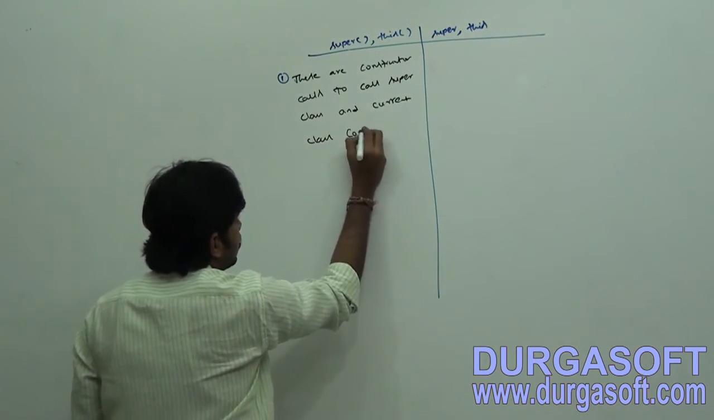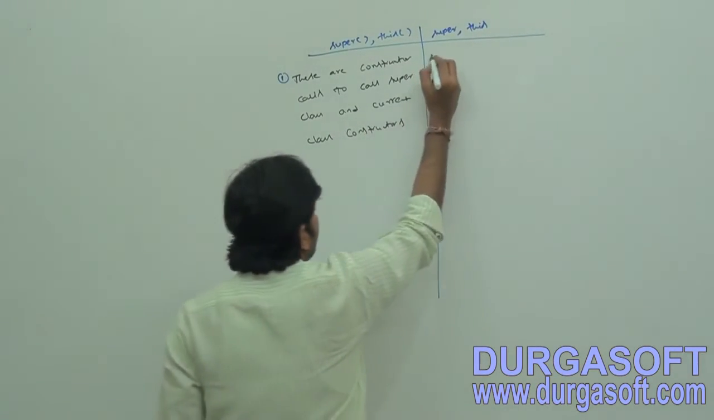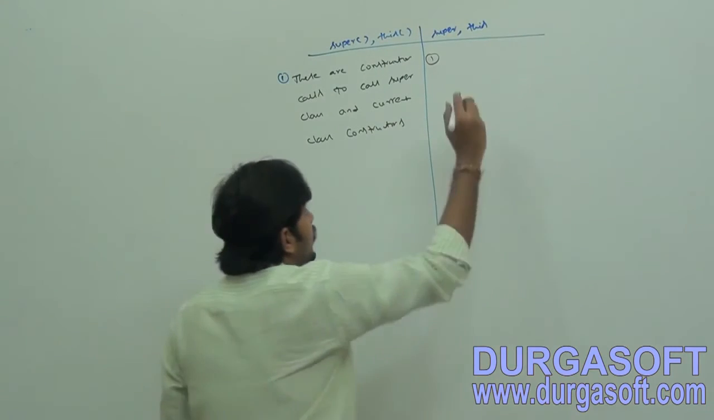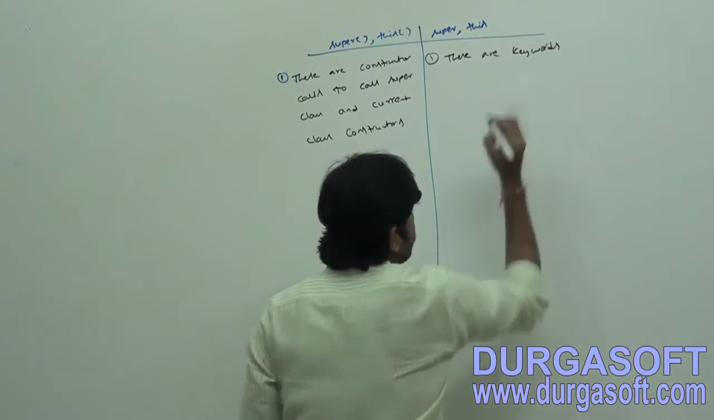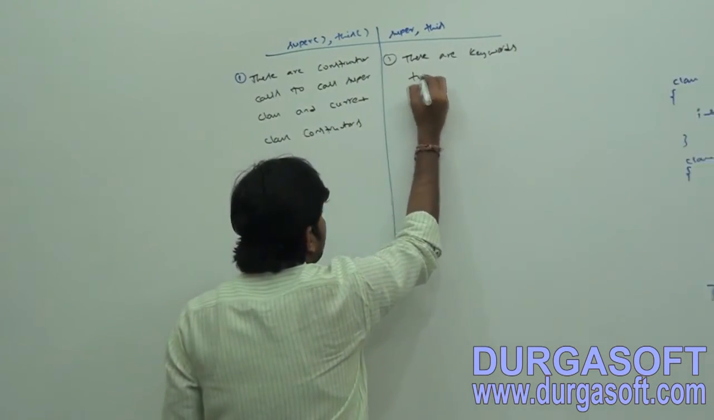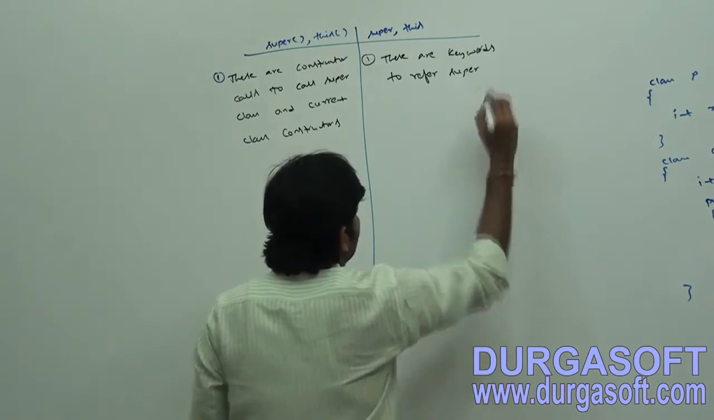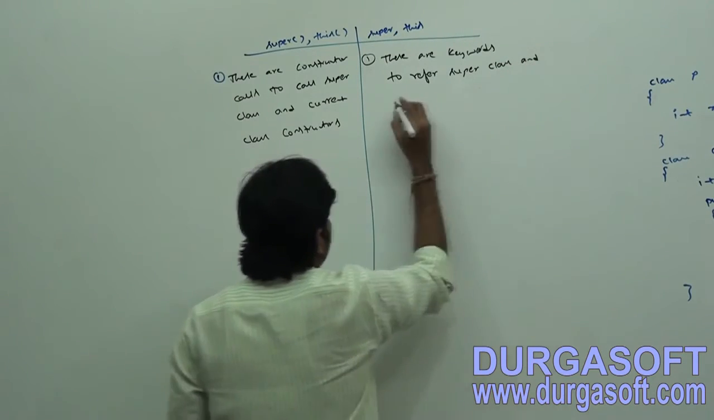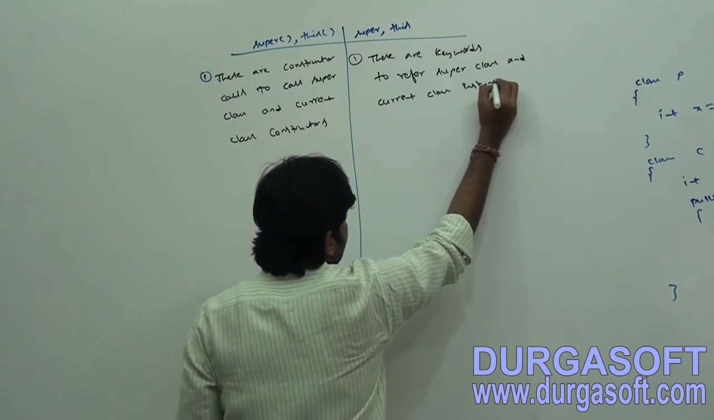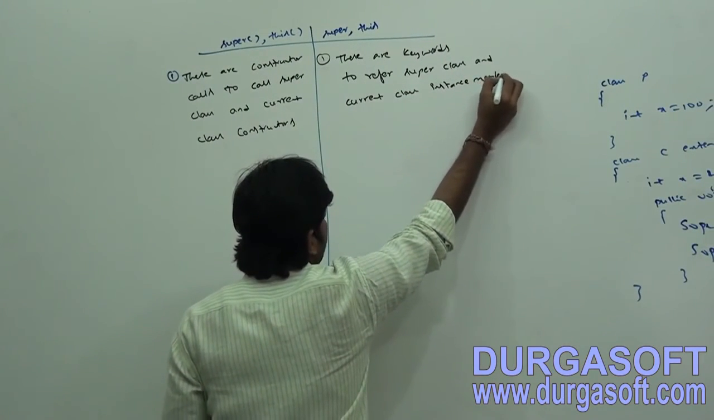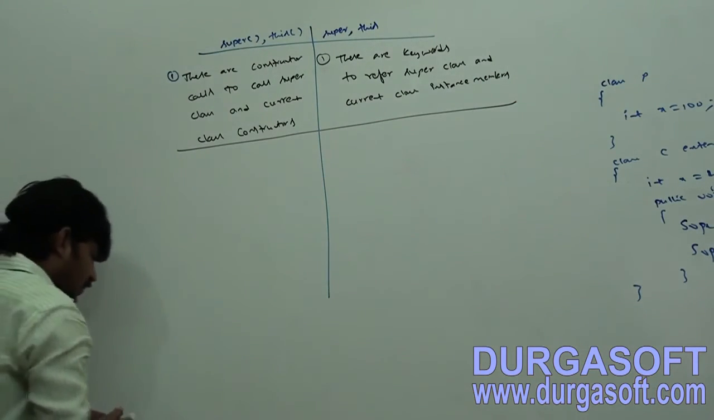Current class constructors. These are constructor calls to call superclass and current class constructors. And what about the other one? These are keywords to refer superclass and current class instance members. That is the first point.